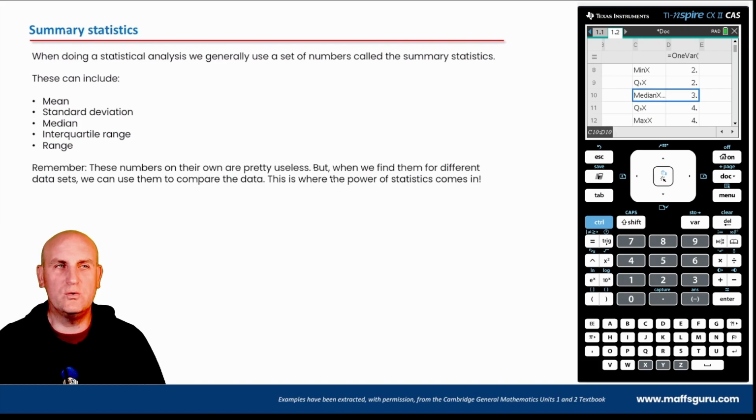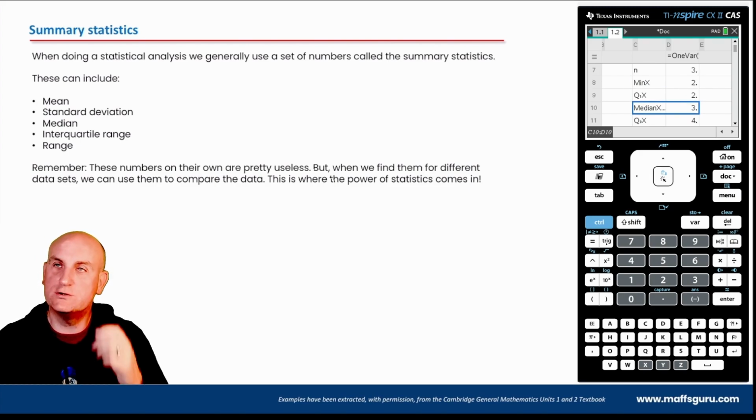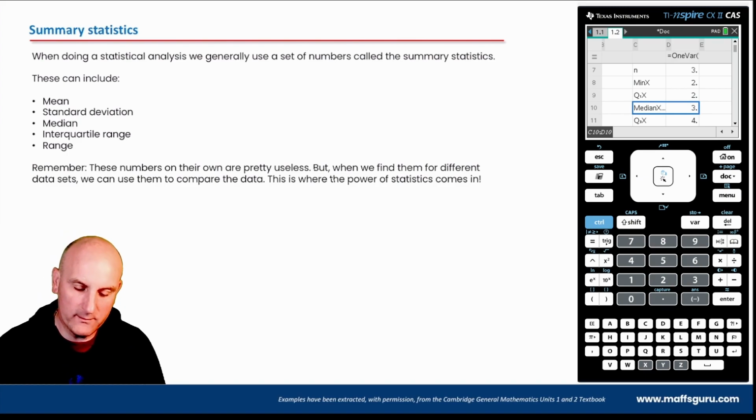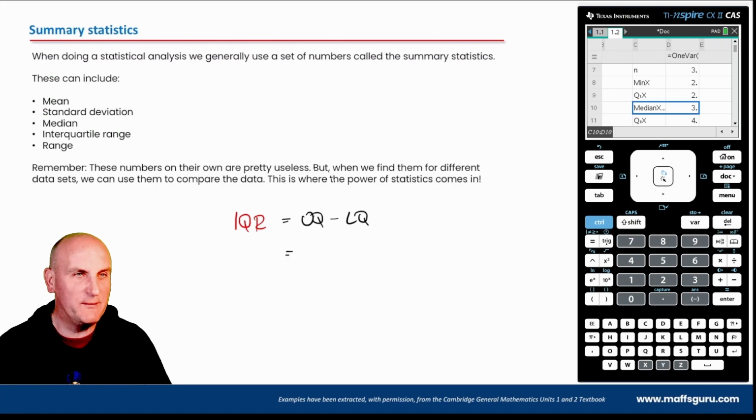My interquartile range, how on earth am I going to find my interquartile range? Well, we said for my interquartile range, it was my upper quartile minus my lower quartile. Well, that doesn't say upper quartile and lower quartile on this screen, does it? It doesn't say that anywhere.